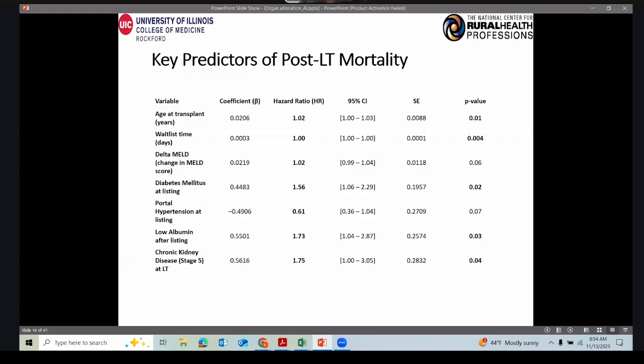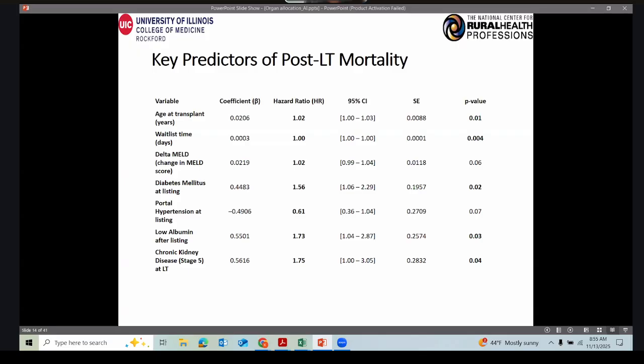Then we look at the delta MELD, which represents the change in the MELD score while on the waiting list. Although it was not statistically significant at the 0.05 level, the trend suggests that patients whose MELD score worsened more over time tend to have higher post-transplantation risk.